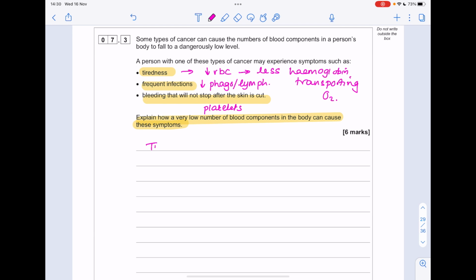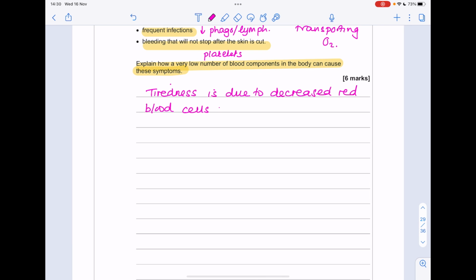Let's go through these in turn. Tiredness is due to decreased red blood cells, meaning less hemoglobin and less oxygen transported.